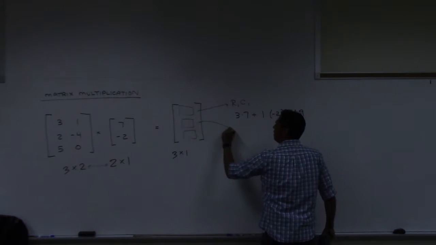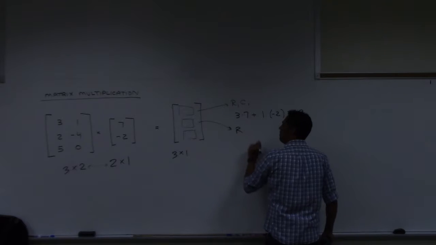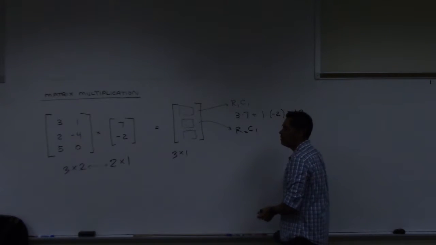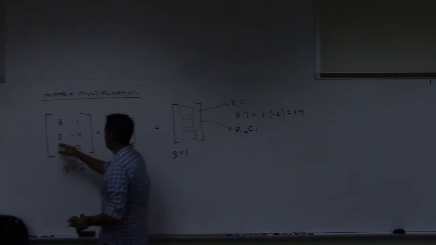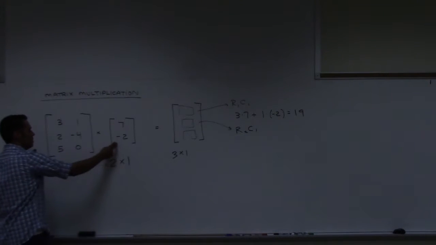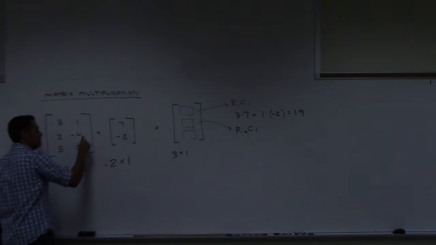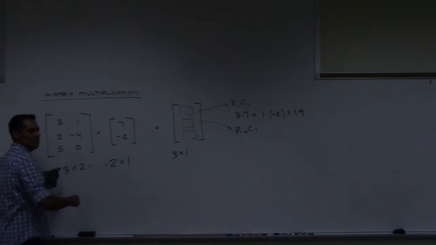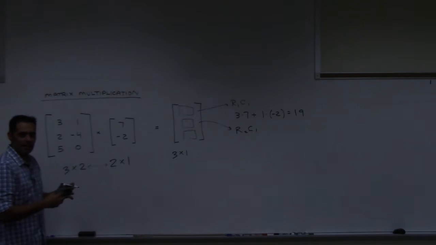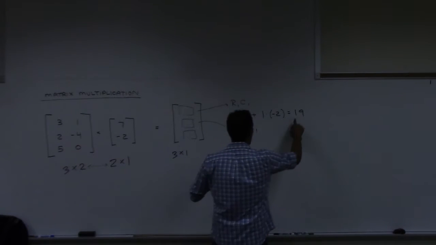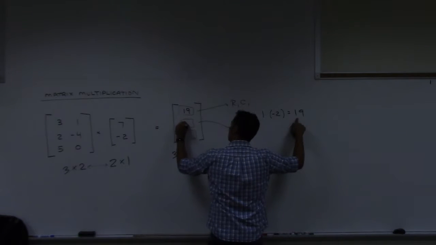Now this next one is going to be what? Row 2, column 1 again, right? So I'm going to take row 2, column 1. Let's see if I can do my math correctly here. 2 times 7, 14. Negative 4 times negative 2 is 8. And you're adding them, right? So 22. This was 19. This is 22.